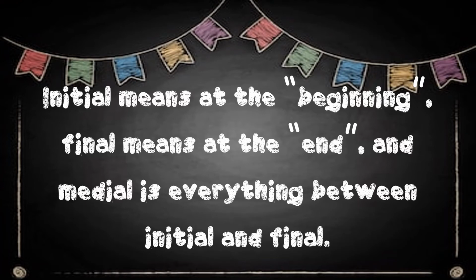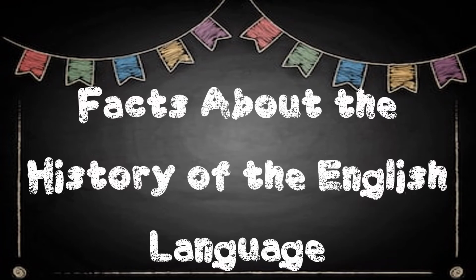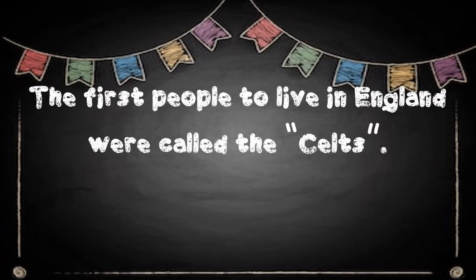Initial means at the beginning. Final means at the end, and medial is everything between initial and final. Now let's review some facts about the history of the English language.